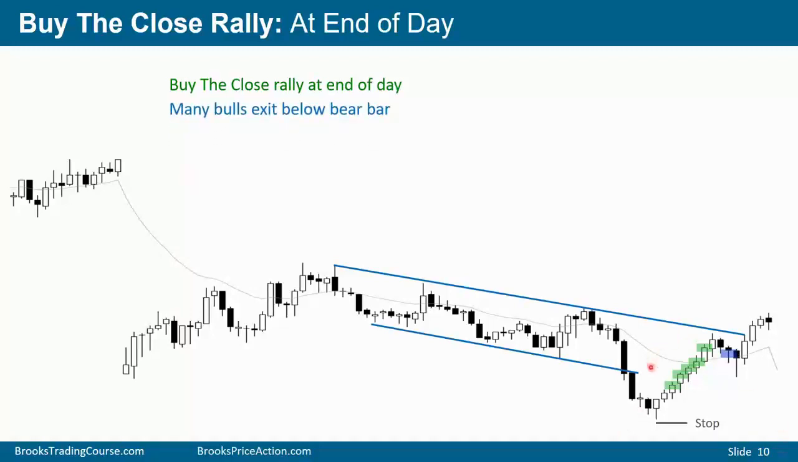A lot of bulls exit below a bear bar. If you have a bear bar closing below its midpoint and you have a buy the close bull trend, a lot of the bulls will get out below the low of the bear bar, because sometimes you'll get a violent reversal down.